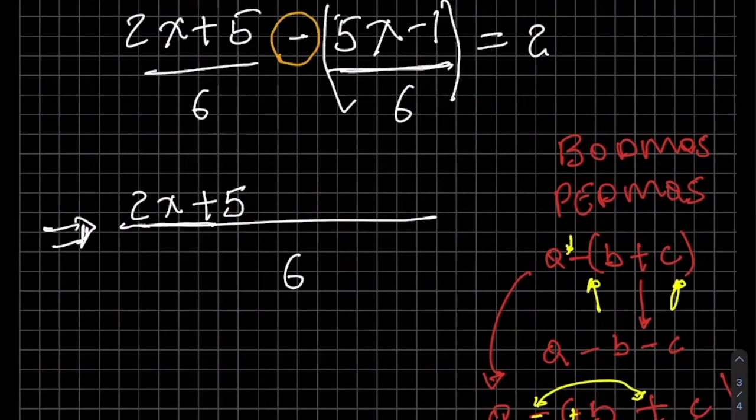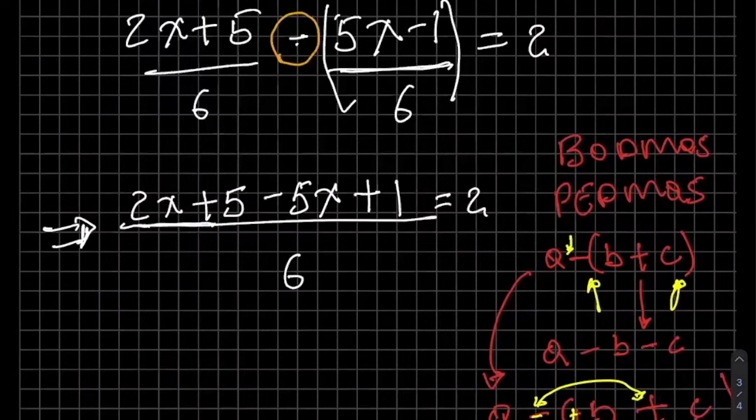So we can see that in front of the 5x there is a positive. So we can multiply it with this negative, then we can get negative 5x. And then we can multiply the negative with the negative 1. We're going to get positive 1 because negative times negative is positive. Then is equal to 2.